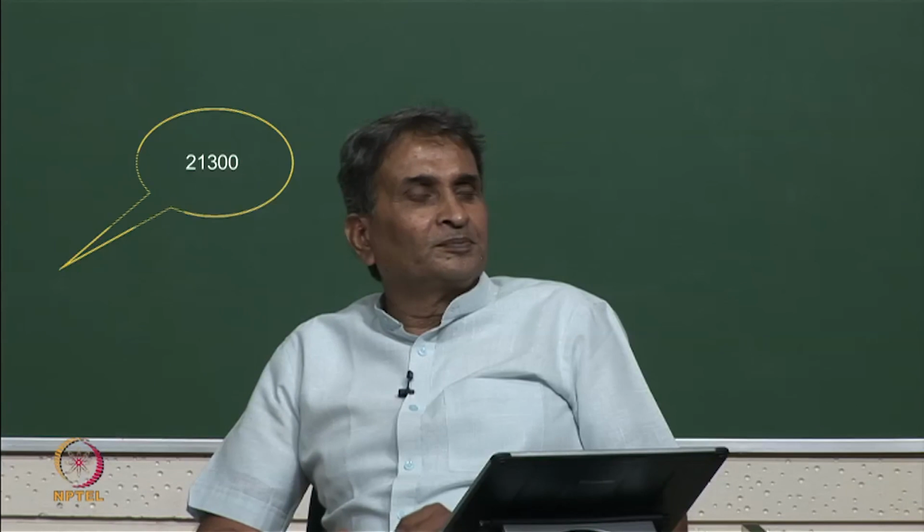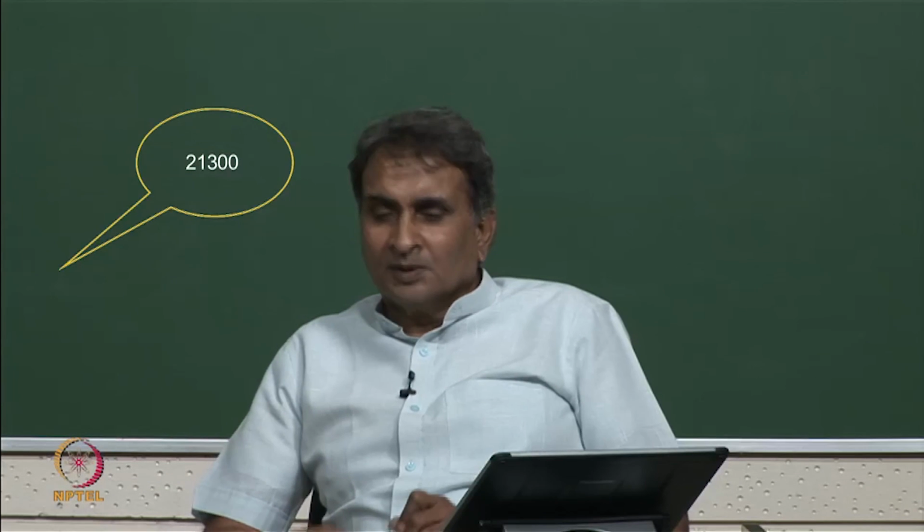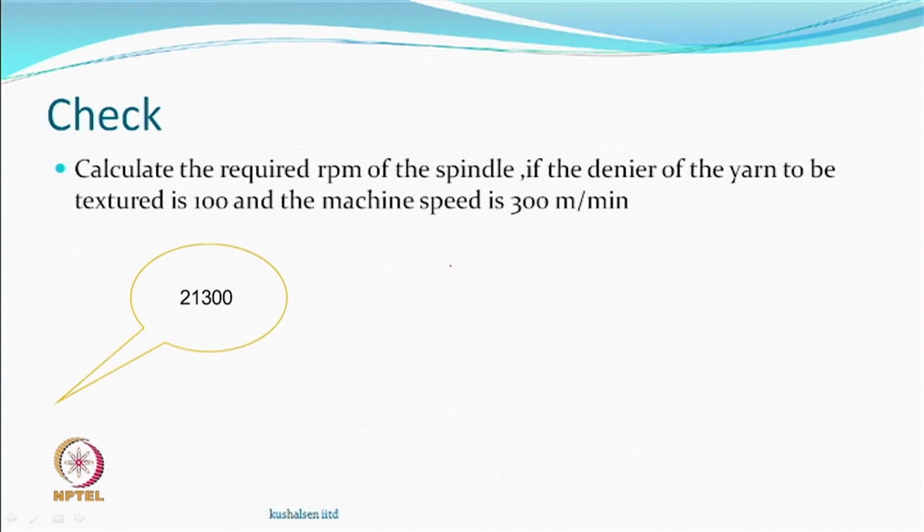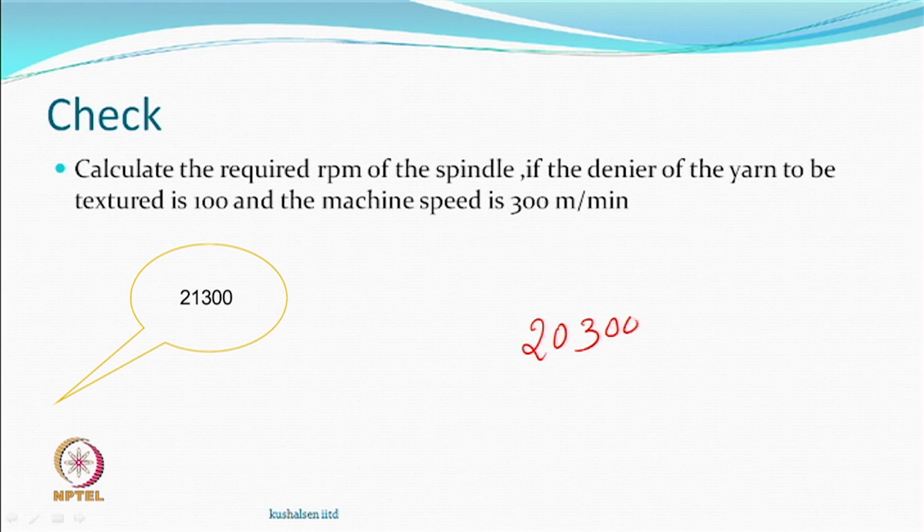So, are you doing some calculations here? How much? Any value that you want to give me, please give me. Just give me the number, I will just keep writing and we will decide right or wrong. What is the number first? 20,300 RPM, right? 21, all right, 21.